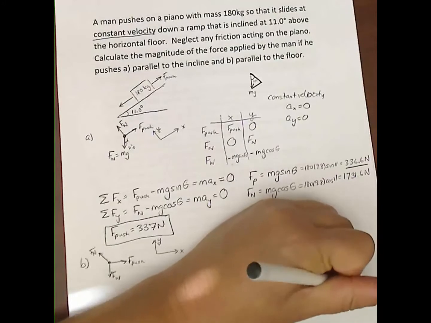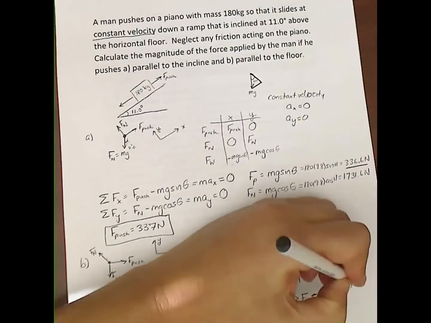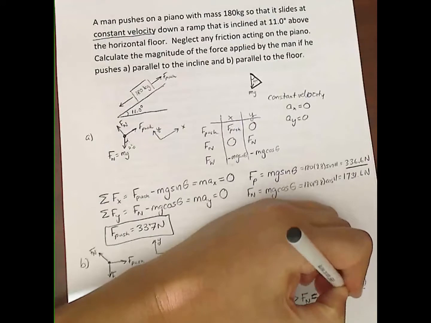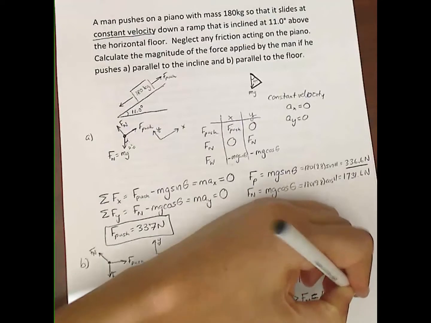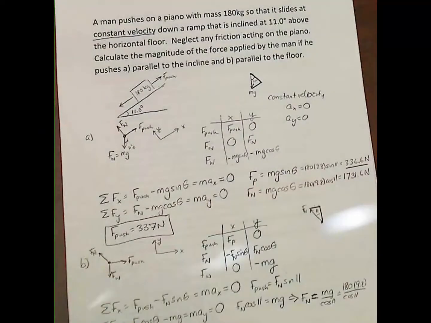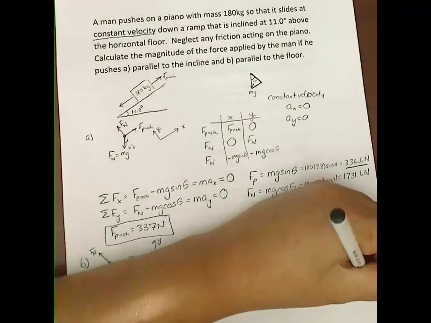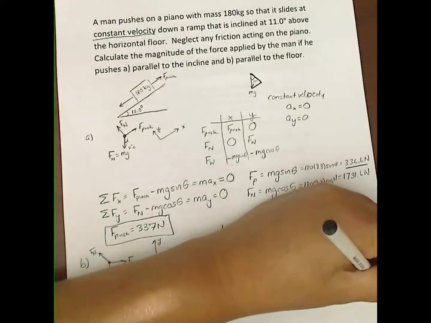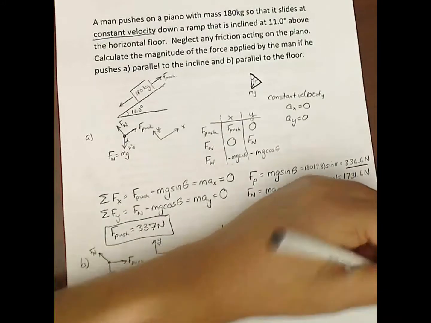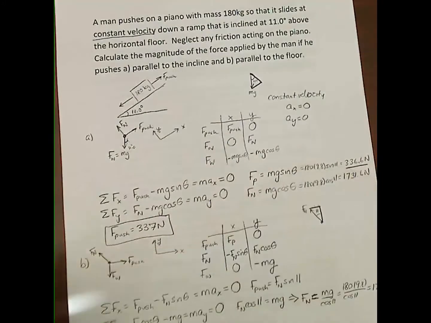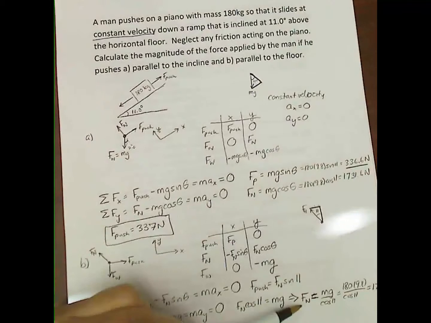So that's 180 times 9.8 divided by cosine of 11. Okay. Plug that into my calculator. 180 times 9.8 is 1764 divided by cosine of 11. I get 1797 newtons. Okay, so you'll notice that the normal force in these two cases are different.